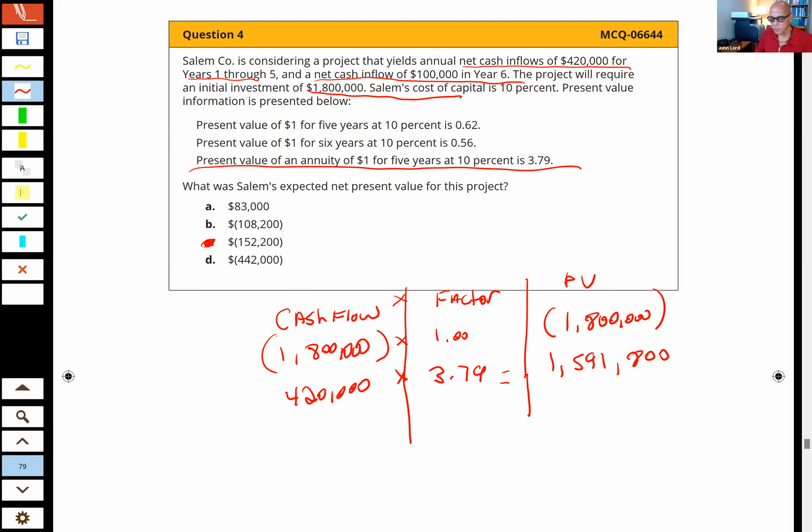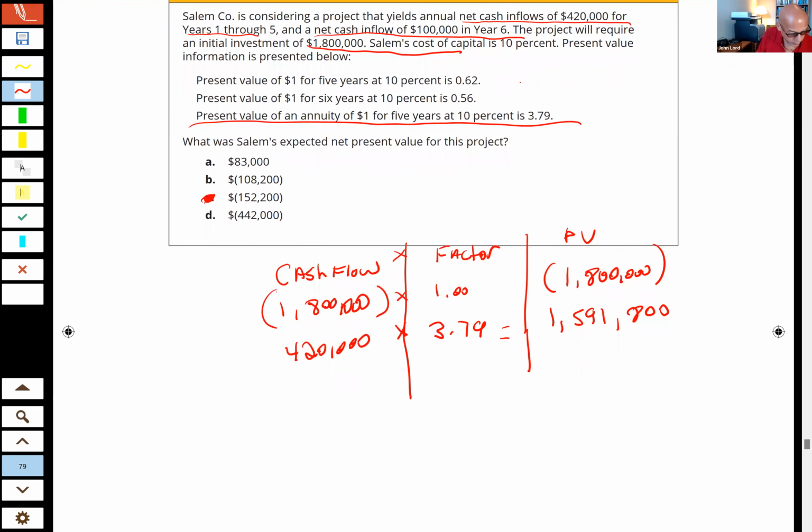There's 100,000 for that last year, and that's one of the benefits of the net present value method: you can consider different cash flows for different years. So that 100,000 is for year 6, and they give me the factor of present value of just that one amount that'll come out at the end, and we multiply that times 0.56, and the present value of that is a $56,000 inflow.